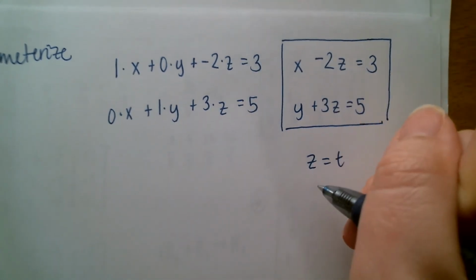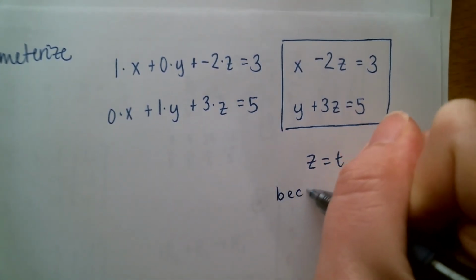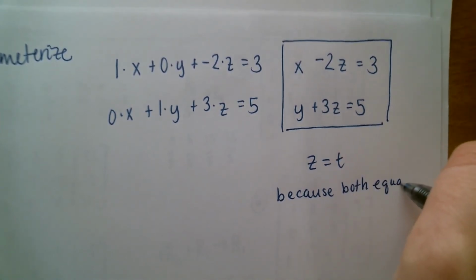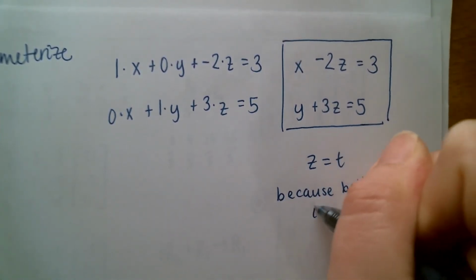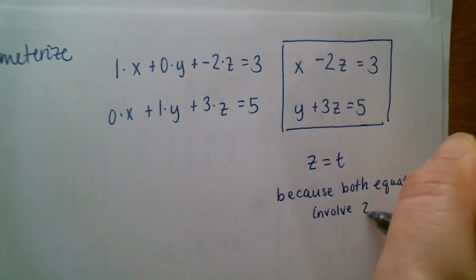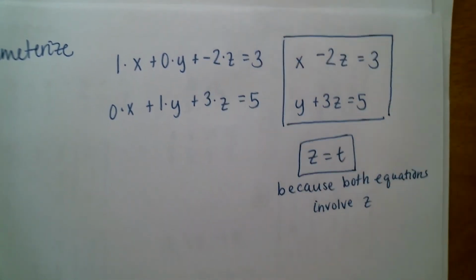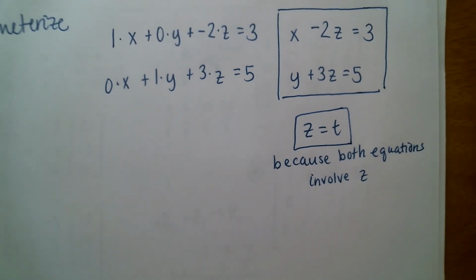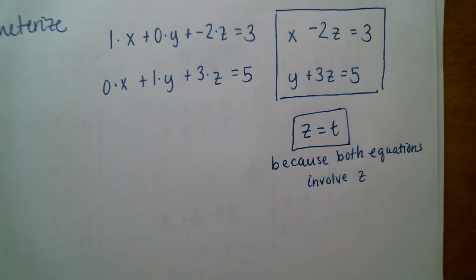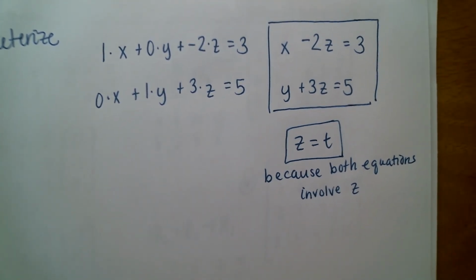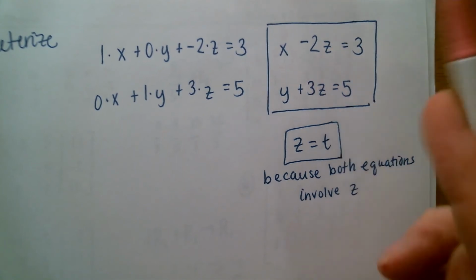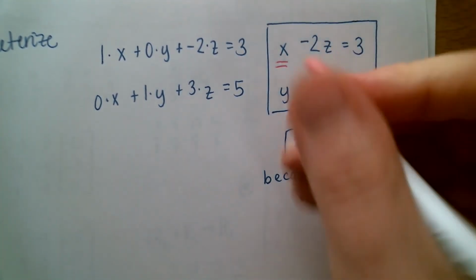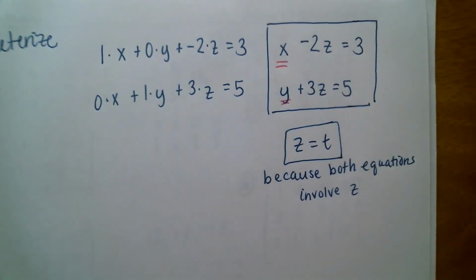I'll even write that down. Z is equal to t because both equations involve z. So z is going to be the t. Now to parameterize it, what we're going to do is go to each equation and solve for the other variable. So in the first equation, we're going to solve for the x, not the z. In the second equation, we're going to solve for the y, not the z.